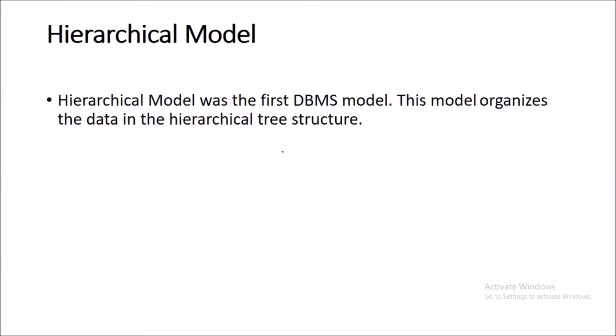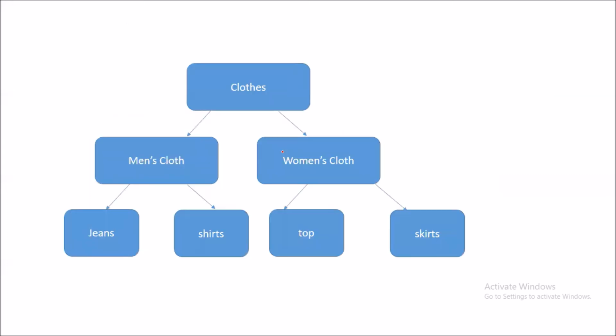Now next is the hierarchical model. This model was the first DBMS model, and it organizes the data in a hierarchical tree structure. So here the hierarchy starts from the root, which has the root data. Here the root data is clothes. Then it expands in the form of a tree, adding child nodes to the parent nodes. The child nodes here can be men's clothes or women's clothes, and in men's clothes it can be jeans or shirt, and in women's clothes it can be a top and a skirt. So here you can see we represent the data in a hierarchical form.